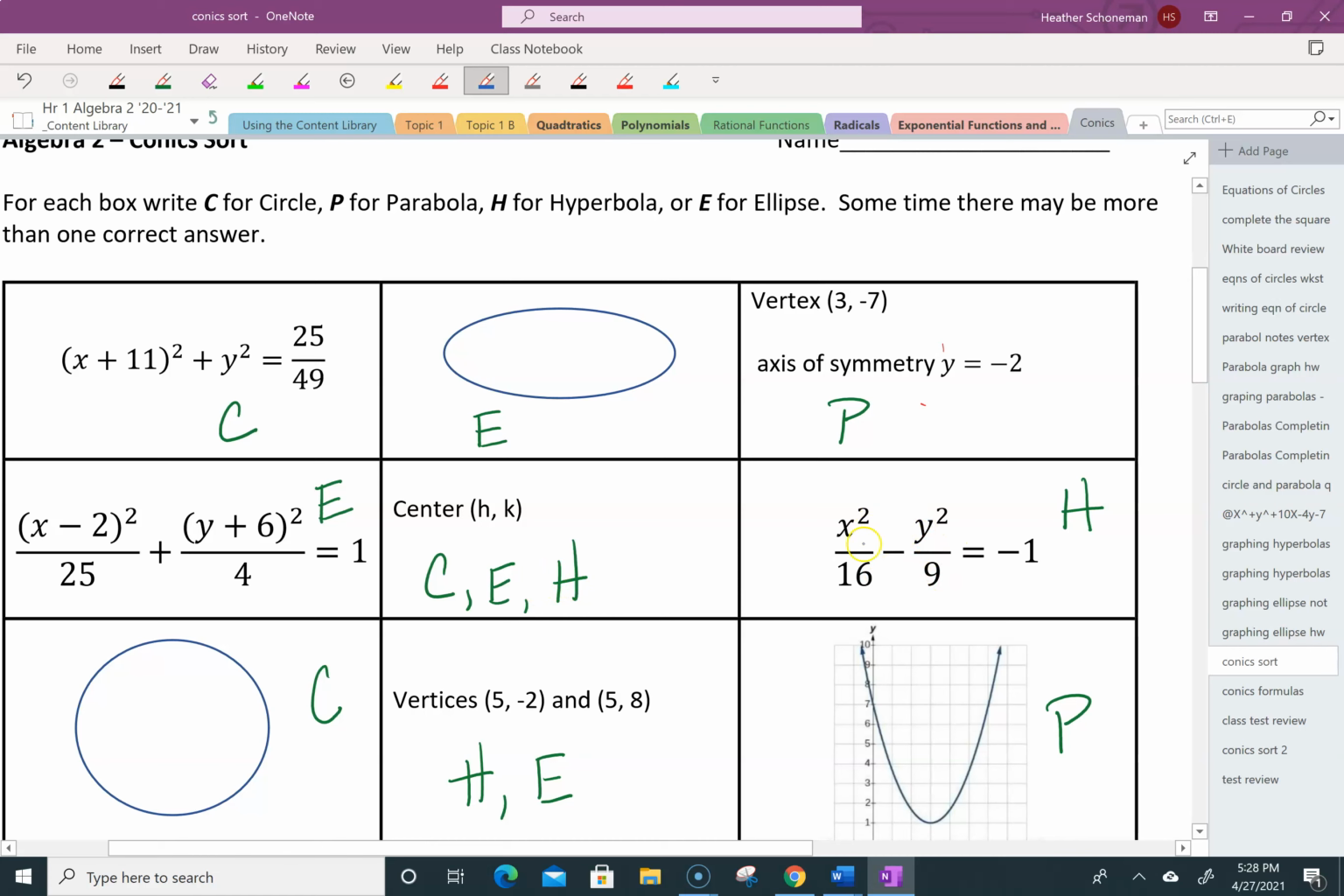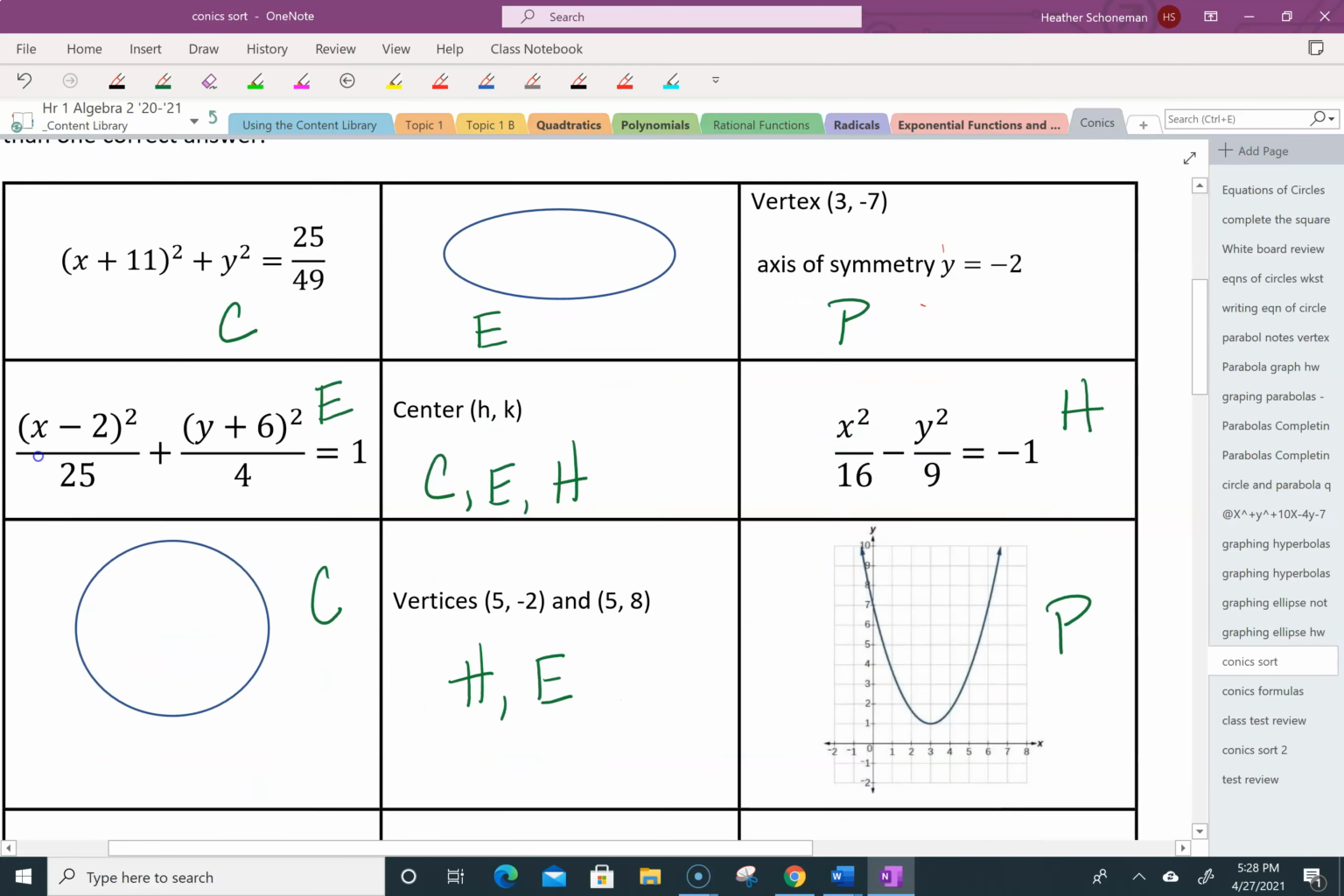Looking at this one, because there's a minus sign, it's a hyperbola. A hyperbola is the only one that can equal -1 or +1. We don't get that with the other graphs. It also can have the same number or different numbers underneath.